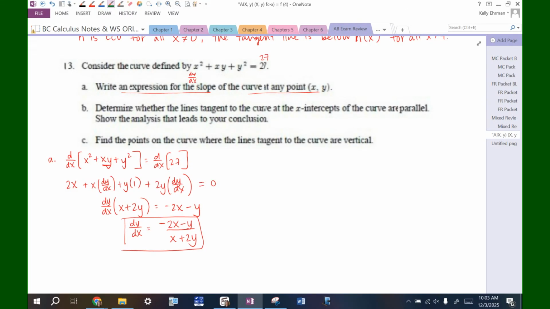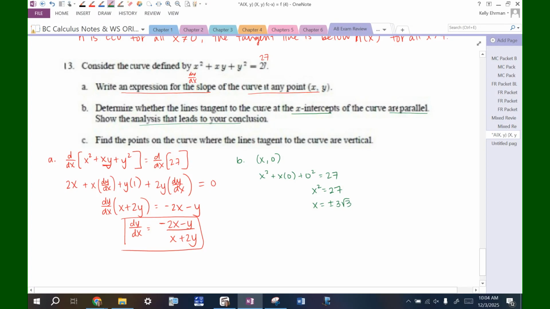Okay, for part B, determine whether the lines tangent to the curve at the x-intercepts of the curve are parallel. Show the analysis that leads to your conclusion. So first, let's find the x-intercepts. X-intercepts are x values where y is 0. So on the original curve, we should be plugging in 0 for y. X squared plus x times 0 plus 0 squared equals 27. So really, it's just x squared equals 27. So the x-intercepts are plus or minus radical 27, or 3 radical 3.